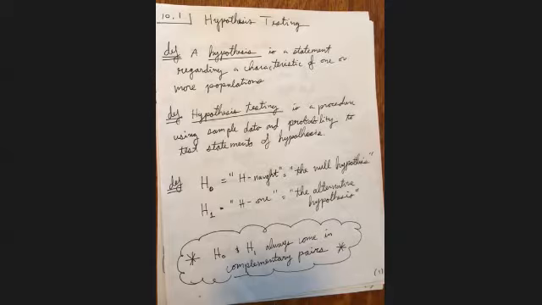So we use data to form hypotheses. Sorry, we form a hypothesis and then we use data to test that hypothesis and come to a conclusion. That's what science is all about. And statistics is really the main tool that we use in science to verify the strength of our conclusions.